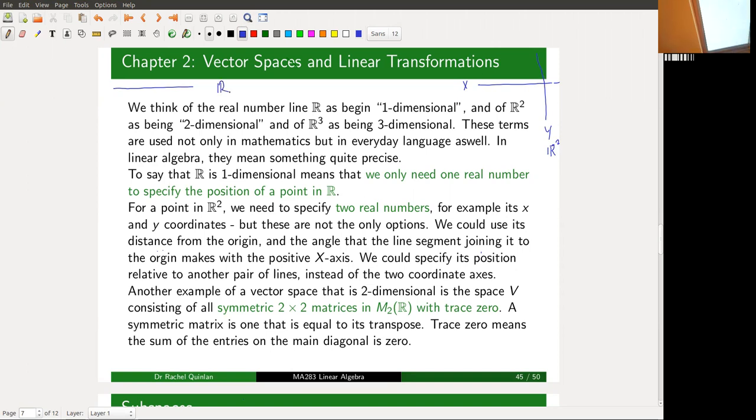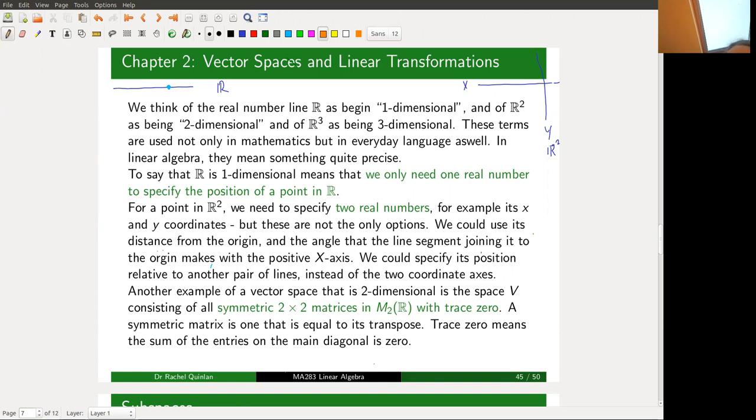So to say that R is one-dimensional, at least one way of thinking about what that actually means is that in order to specify the position of a point on the number line, we only need to give one number. We can say we're talking about the number 1, or we're talking about the number 24, or minus 48, or whatever it is. And that pinpoints the position of the point that we're talking about on the number line. So if we're in R2, then to specify the position of a point, we need two real numbers, and the usual two that people would choose would be the x and y coordinates.